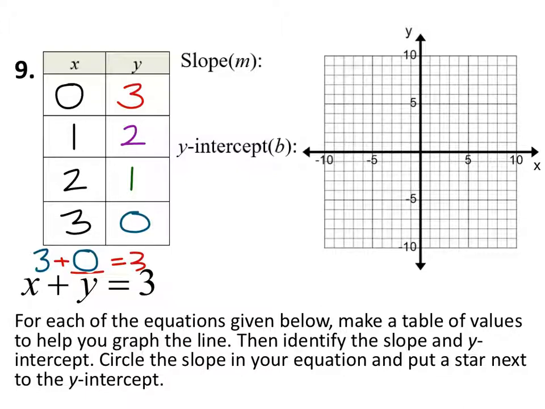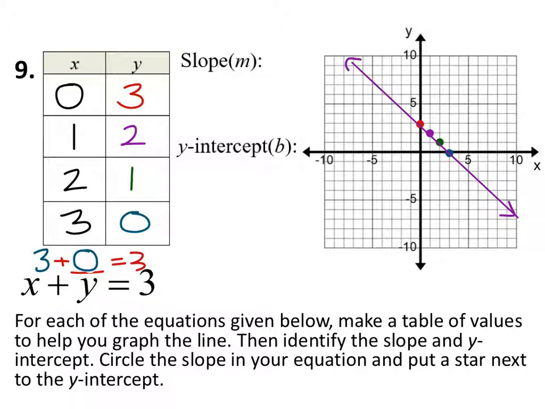Alright, so the first point we had was at 0, 3, right here. The next point was at 1, 2. The next point is at 2, 1. And the final point was at 3, 0, right here. So we have those 4 points, which now we will connect with a line. And there's our line.